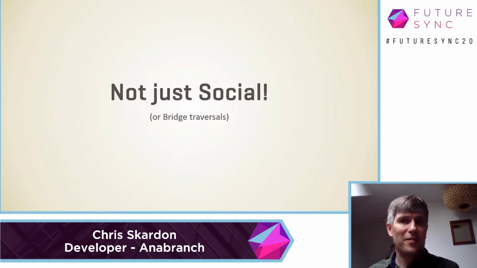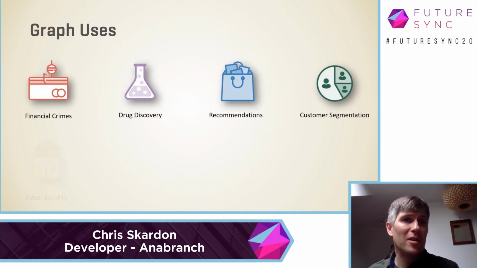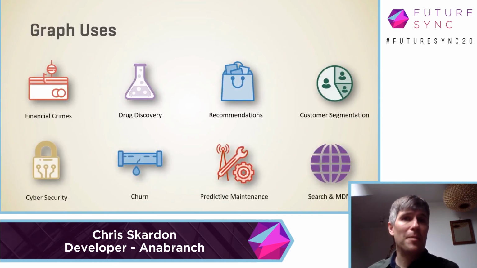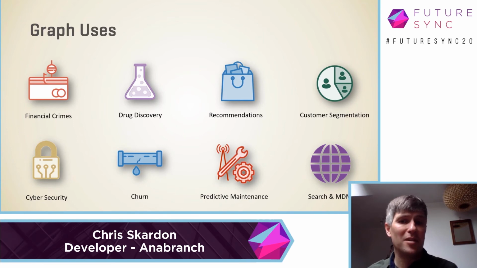So uses. Firstly, it's not just for social things. Okay, it's not just for modeling Twitter or your Facebooks, and it's not just for bridge traversals either. There are lots of other uses which you can use a graph for. So, financial crimes, where we're looking to see if people are committing fraud. It's easy to see when you're a company which offers £20 to every person who you bring into the company, and you find there's one person who's brought in 100 people, but none of those 100 people have brought in anyone. So it's a very distinct pattern. You can look for those people. You can find them very easily.